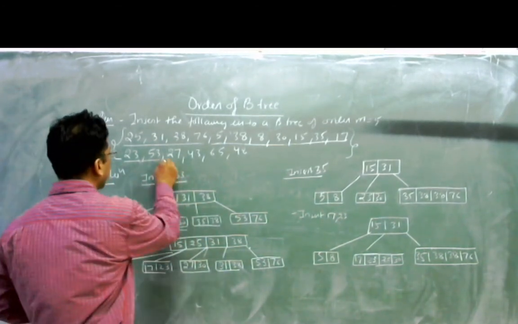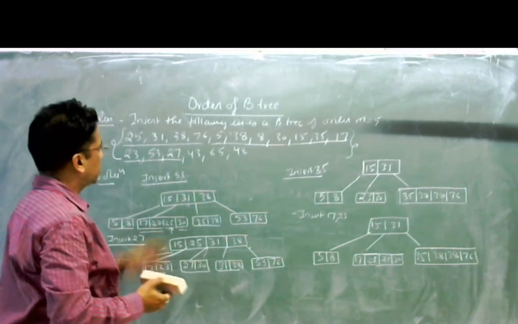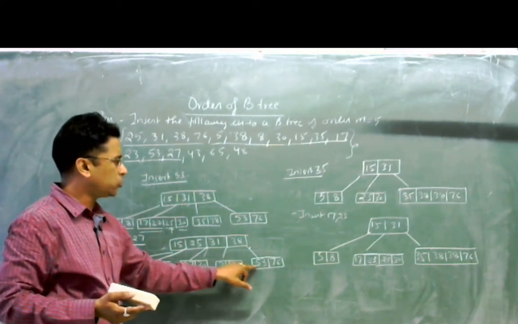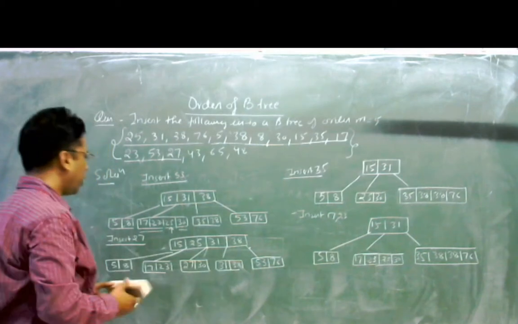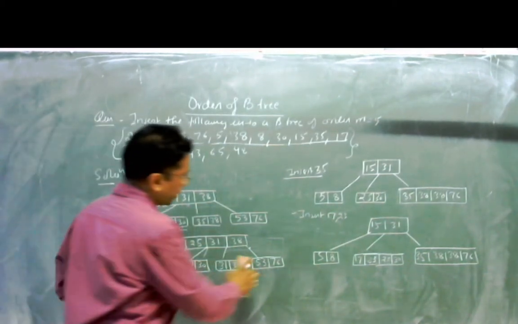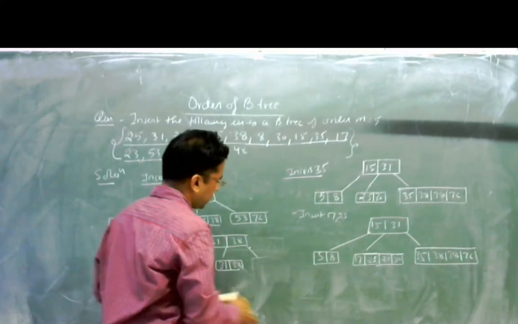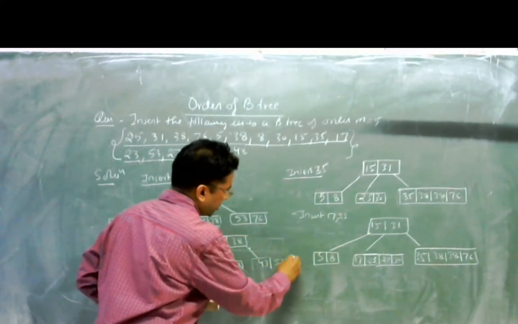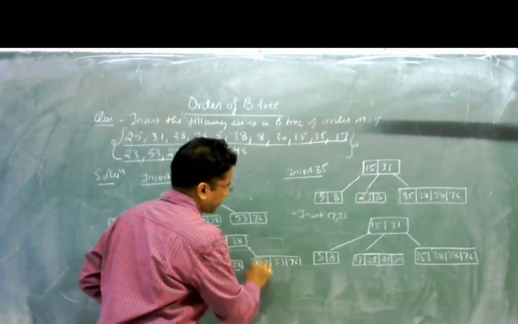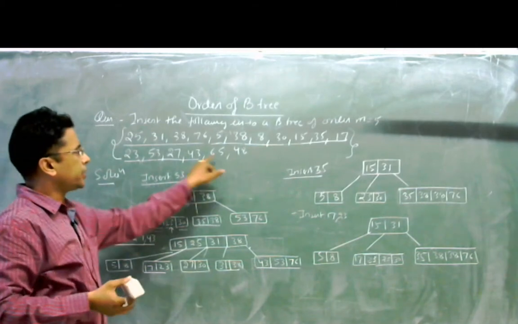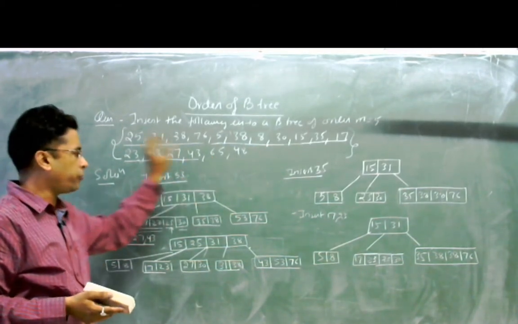So the next element is 43. The 43 is greater than 38, so it would be placed here. So after inserting 43, simply we can insert it here: 43, 53, 76. So 43 can be easily inserted. Now the next element is 65.